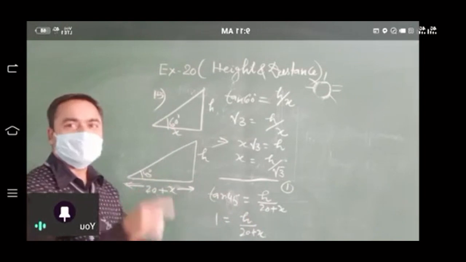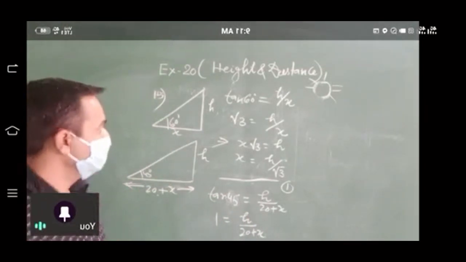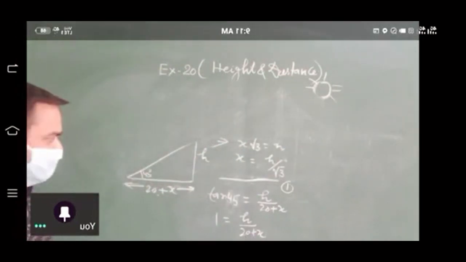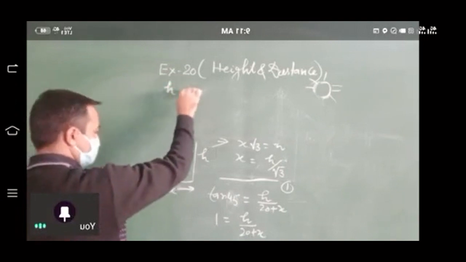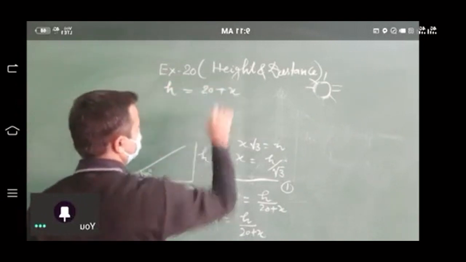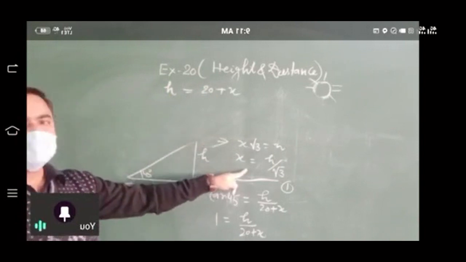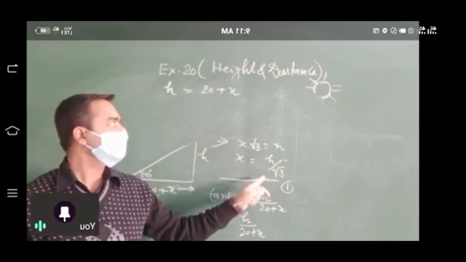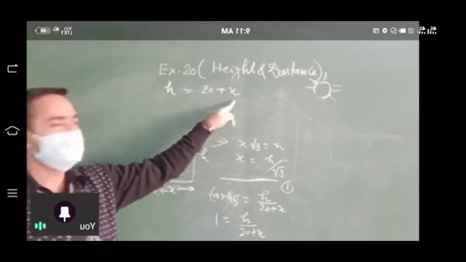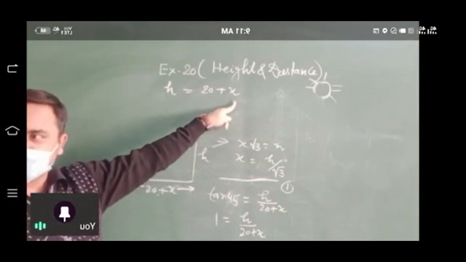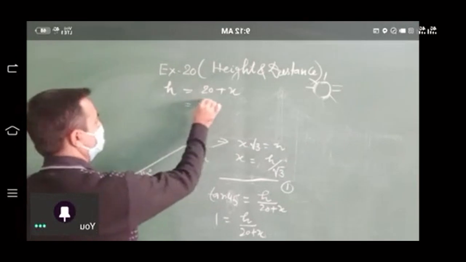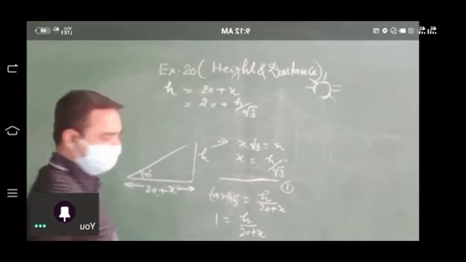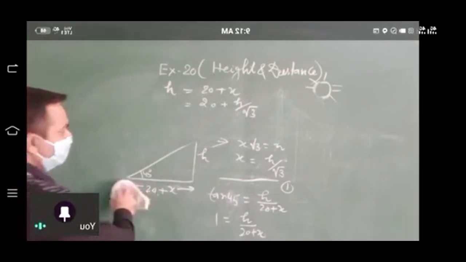Do the cross multiply. h equals 20 plus x. Now here you have already found the value of x. What is the value of x? h upon under root 3. So put here h upon under root 3. h equals 20 plus h upon under root 3. But the question is to find the value of h.